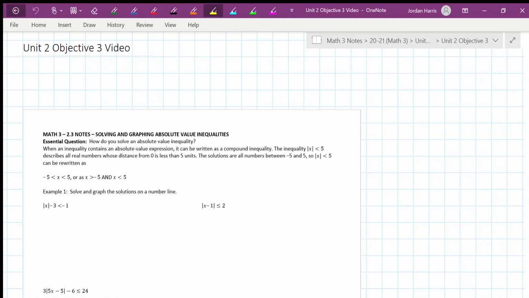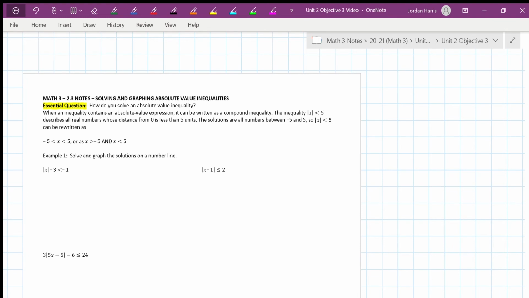This is 2.3, solving and graphing absolute value inequalities. So the essential question: how do you solve an absolute value inequality? This is not to be confused with 2.2, which was absolute value equations. So we do equations, then inequalities. You'll notice that we're going to do that again once we get to quadratic functions.